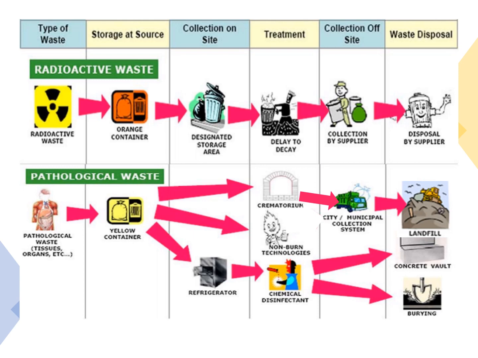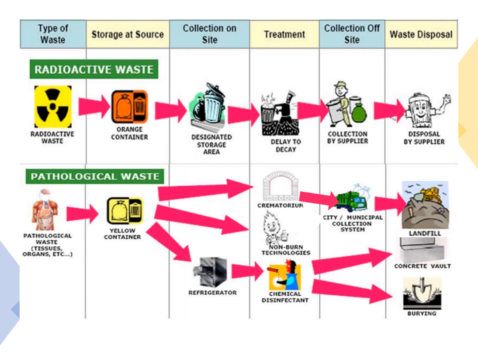For pathological waste, such as your tissues, removed organs, placentas, amputated body parts, they are placed inside yellow colored containers because they are also considered as infectious waste. And before they are totally disposed of, they are temporarily stored inside refrigerators. So for the treatment of these types of waste, they undergo three types of treatment: either cremation, the use of non-burn technologies, and the use of chemical disinfectant. So for pathological waste that are cremated, the ashes that result from the process are collected by the municipal collection system and are dumped in landfills.